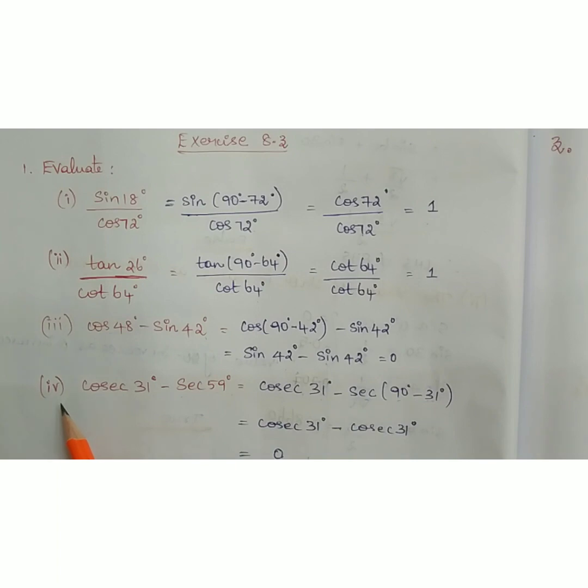First one, fourth subdivision: cosecant 31 minus secant 59. So cosecant 31 you keep as it is, and secant 59 you write as secant of 90 minus 31, because 90 minus 31 is 59. Secant of 90 minus theta is cosecant theta. So in the next step you write this as cosecant 31. So cosecant 31 minus cosecant 31 will be 0.